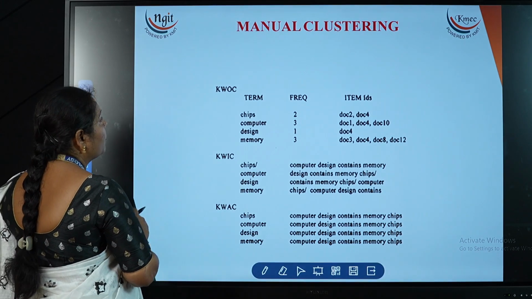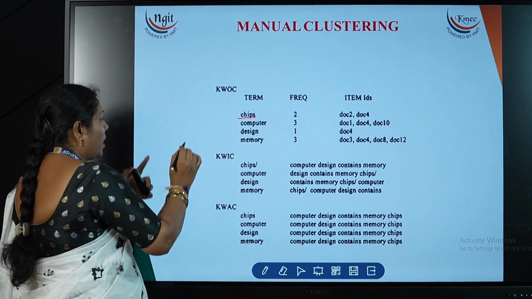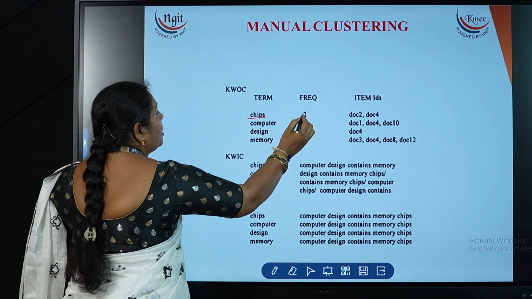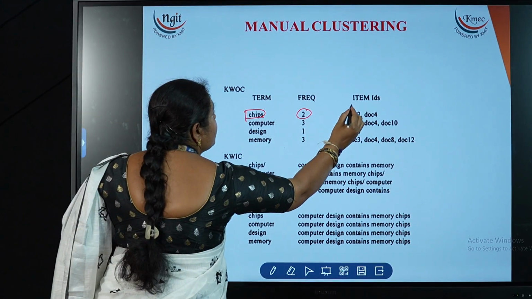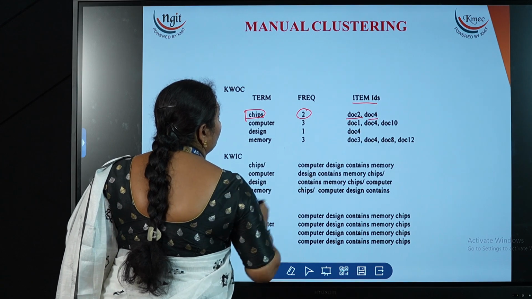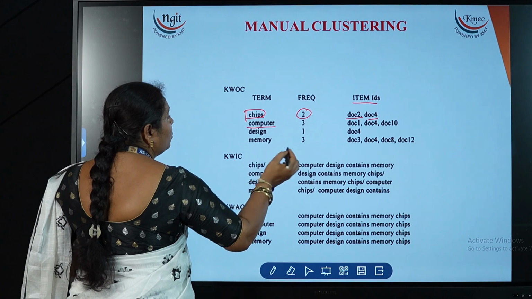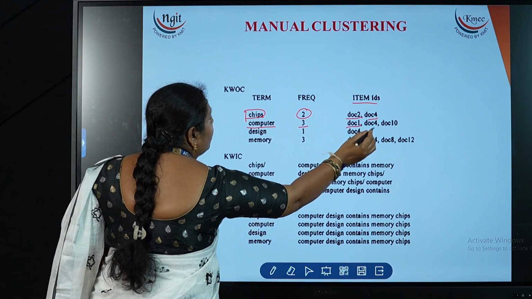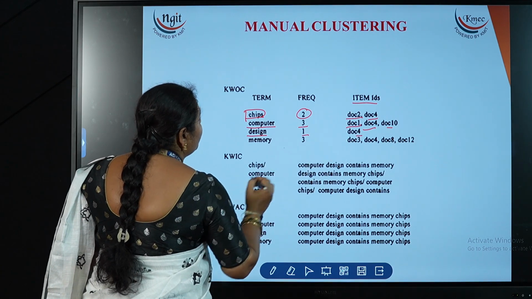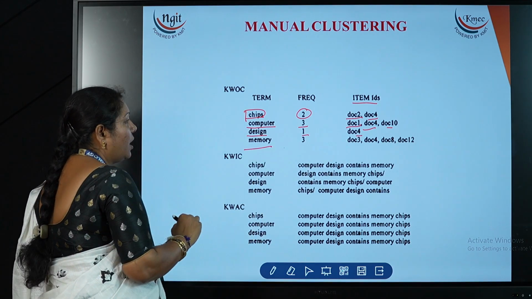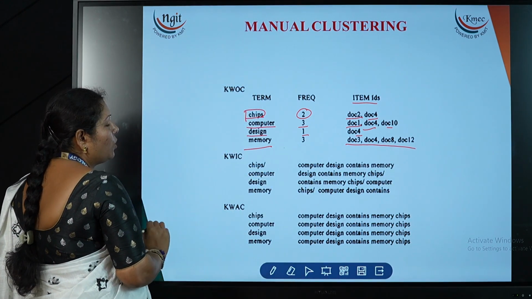If you take here, we have a term called chips. So like this we have to tabularize. The frequency is 2, meaning the word has repeated 2 times. It has been stored in document 2 and document 4. So this can form one cluster. Next one is computer. You have 3: document 1, document 4 and document 10. Design, only once, document 4. Memory, thrice, and it is in documents 3, 4, 8, 12.